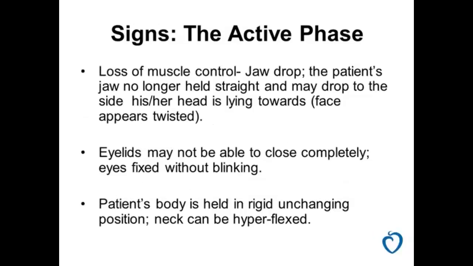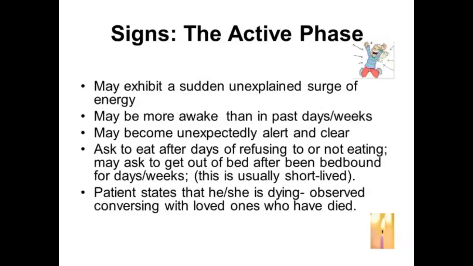Loss of muscle control, the jaw dropping, this is very near the end of life, where the muscle tone is completely gone, the muscle strength is completely gone. They may be holding their body in a very rigid state, but there is no movement at all. If you try to hold a hand, they can't react at all. Again, these are things that you would see very close to the end of life.